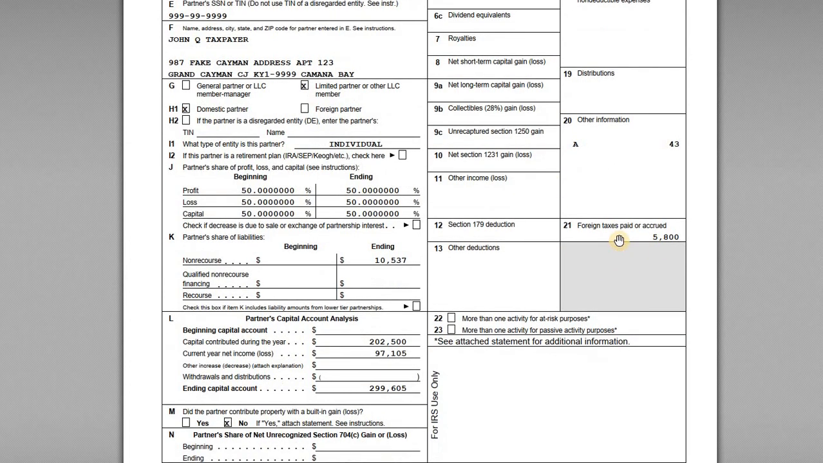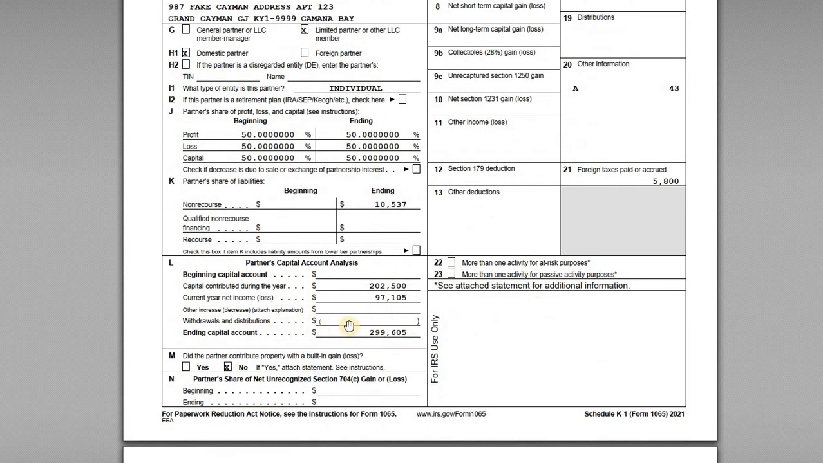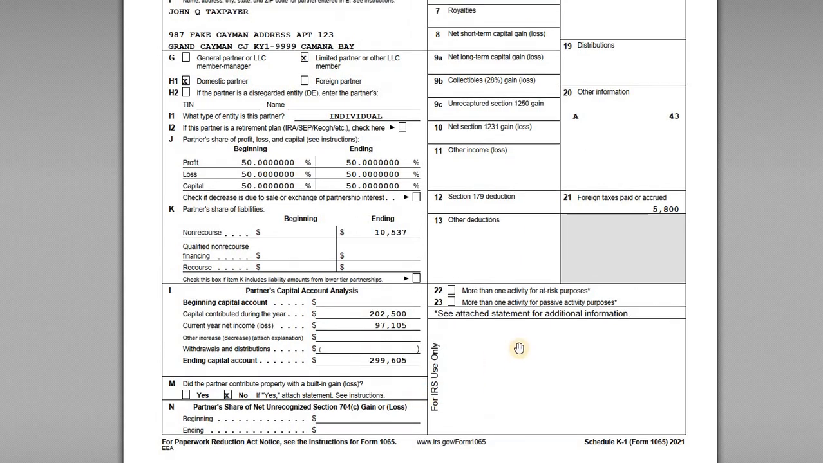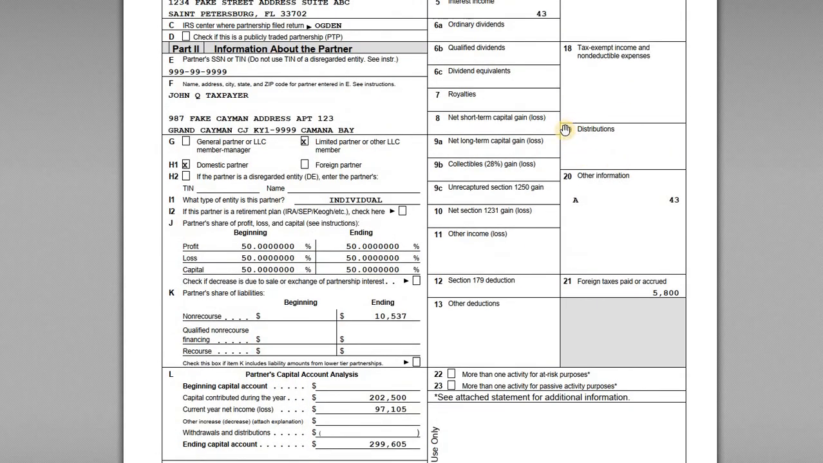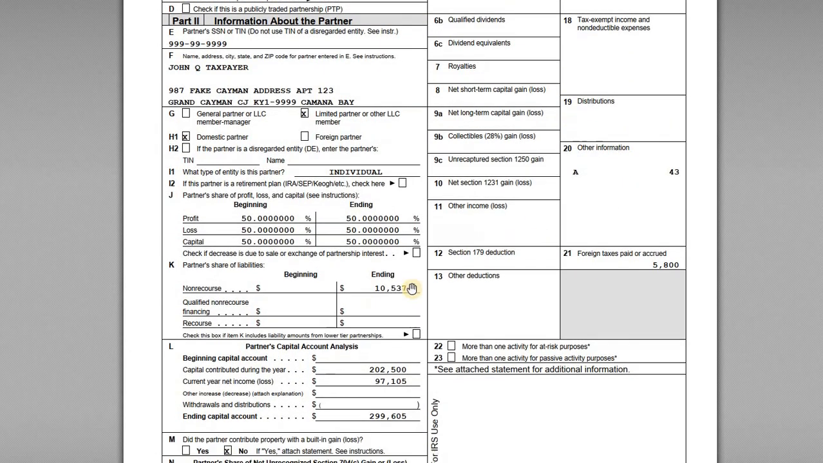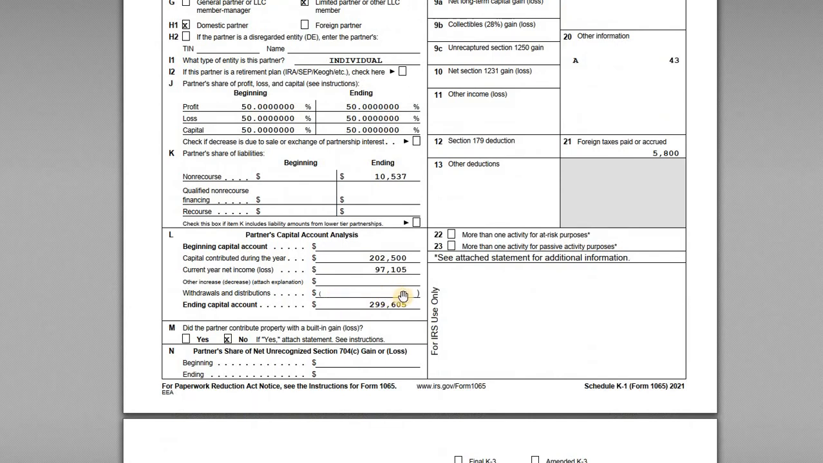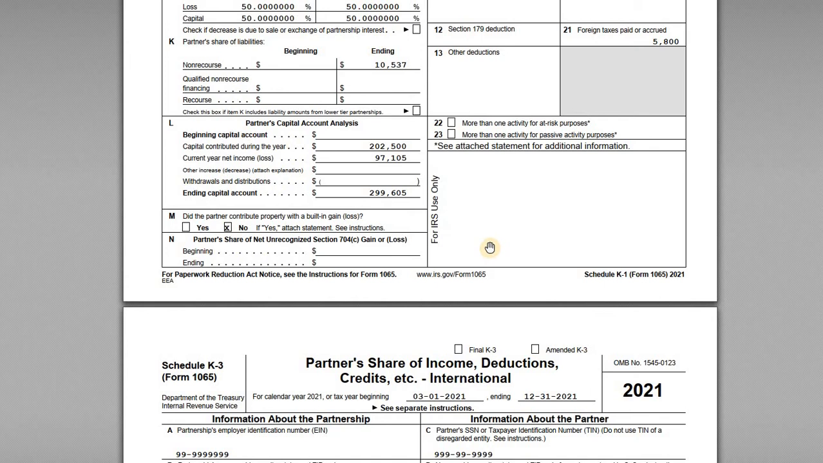Line 21, there's the foreign taxes paid. And then, of course, you can see here on the distributions line, there's nothing, right? So line 19A is blank, no distributions to John. And as such, there's no withdrawals or distributions reported in the Item L rec. That's because, again, John didn't take any cash out during the year, and there were no taxes or other payments made by the partnership on his behalf. And so that's why there's no deemed distributions.